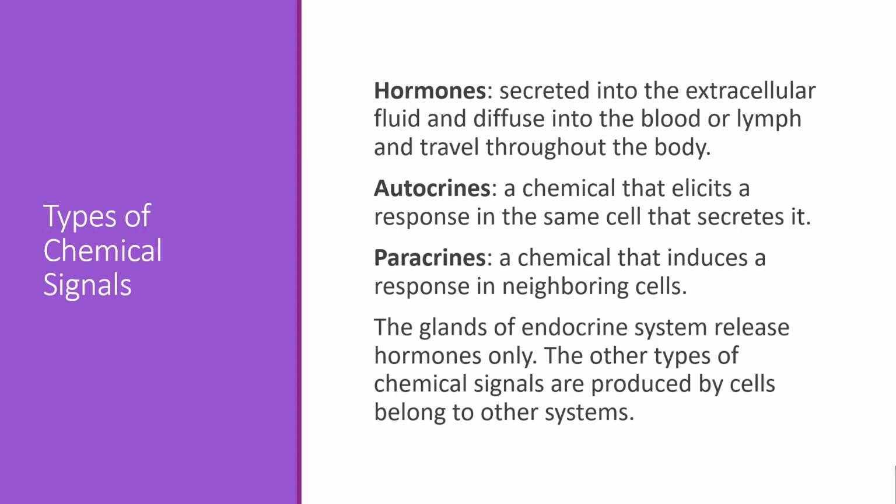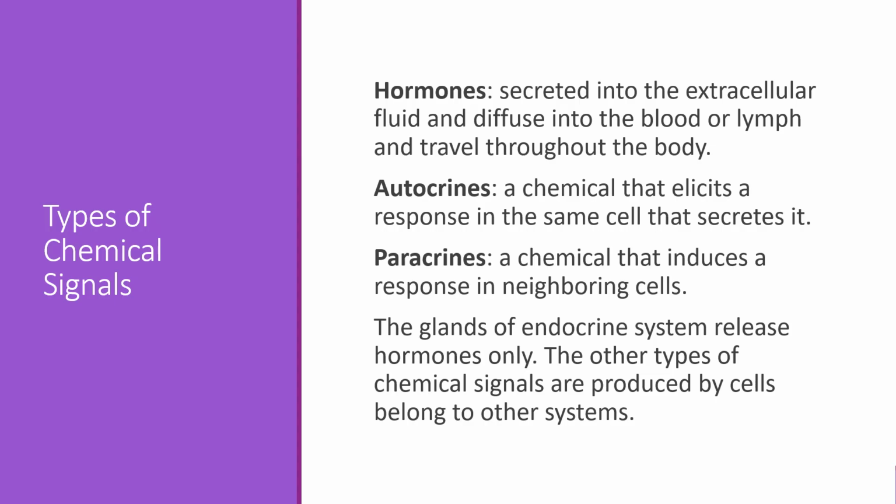So auto means same. And then paracrines, these are chemicals that cause a response in cells locally, right? Somewhere right around it. Para means next to. Technically, neither of these are hormones, but we talk about them and define them in this chapter because there's not really any other place to do that. So we put them in this chapter. So just know that those are not hormones, but they're also important chemicals and have important effects as well.